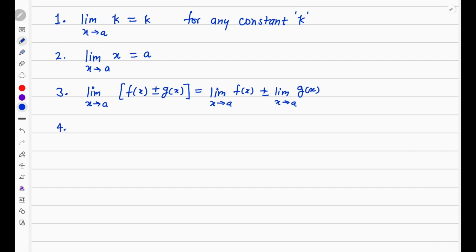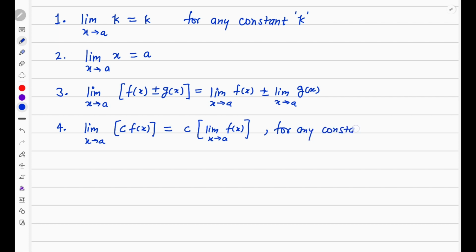Another property is, if we have the limit as x approaches a and we have some constant term with a function f(x), we can take this constant term out and take directly the limit of the function, for any constant c.